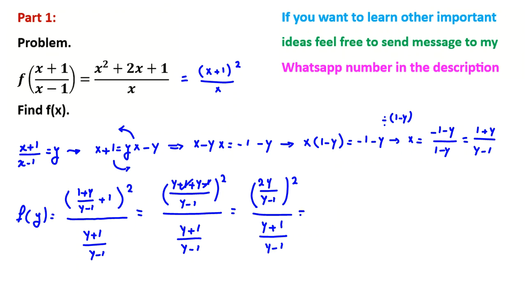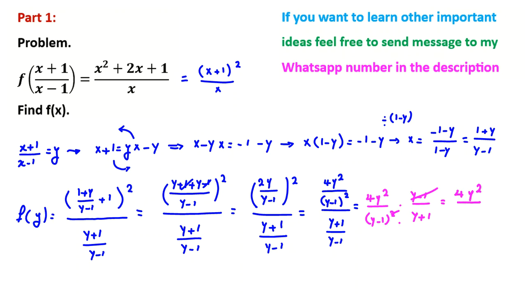Okay, if you simplify, it will be 2y squared, which is 4y squared, over y minus 1 squared, and over this y plus 1 over y minus 1. We can simplify this, or if it is a bit hard for you, you can write the first fraction times the reciprocal of the fraction in the denominator. So y minus 1 and this power will cancel. It will be 4y squared, times this, which will be y squared minus 1.